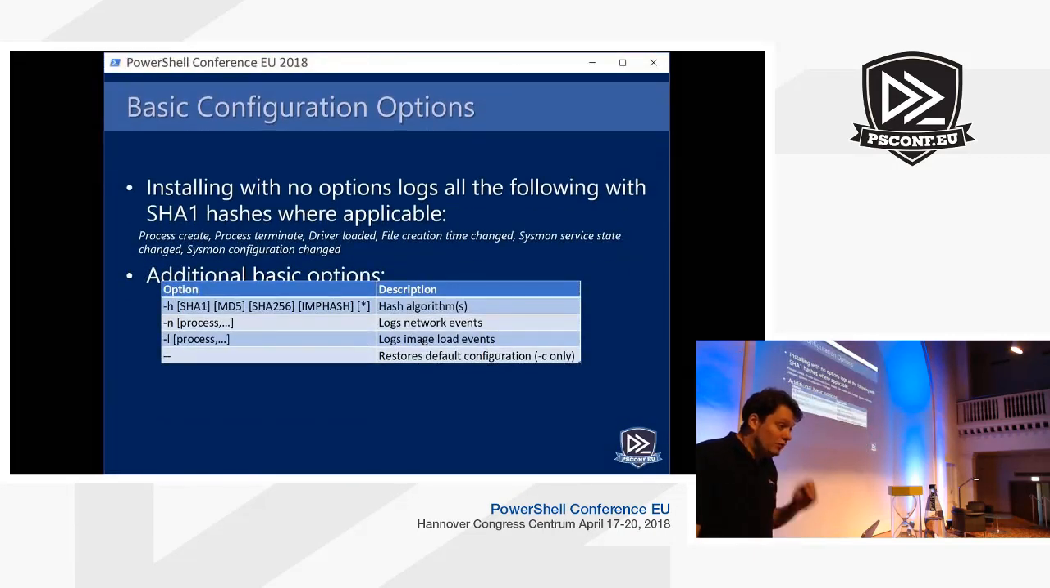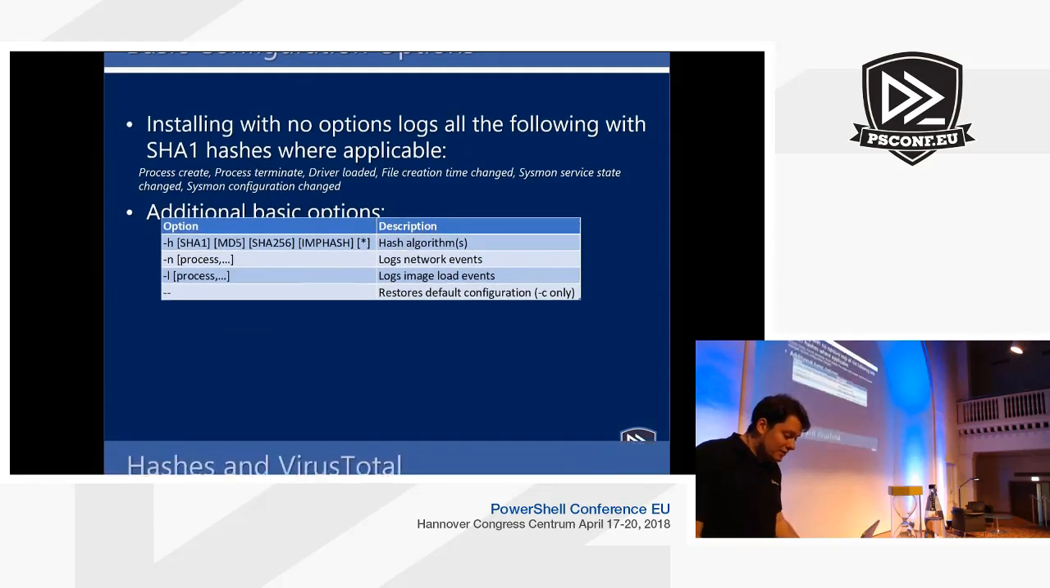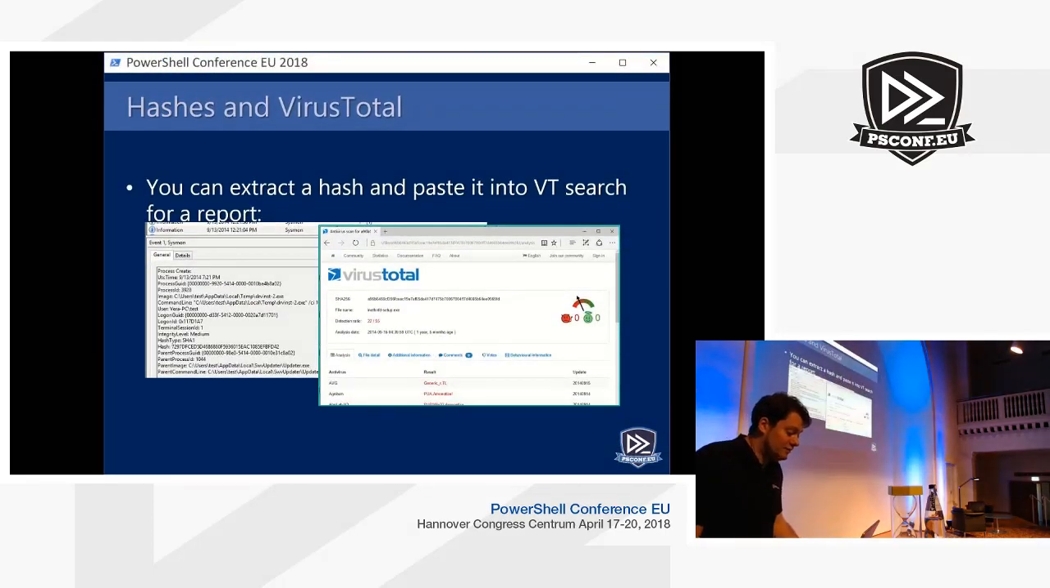Also, something to stress: if you have indicators of compromise, for example hashes of specific applications you're interested in, you can log them when they are launched and touched, on process create and so on. And when you have this information in your log files, you can go, for example, to VirusTotal and search for it, and then you hopefully find something.